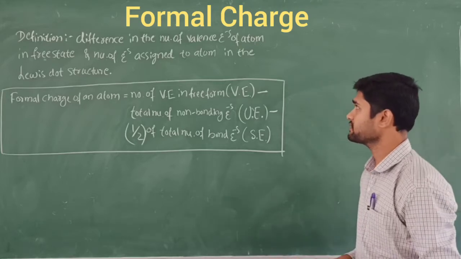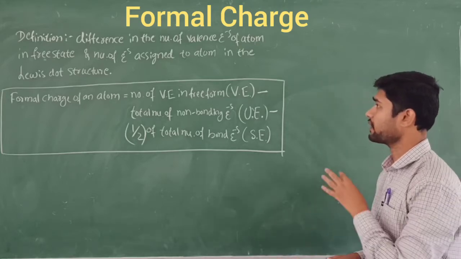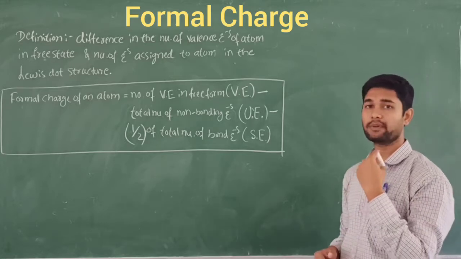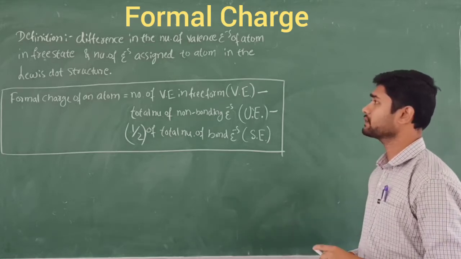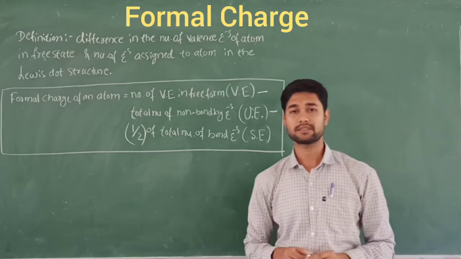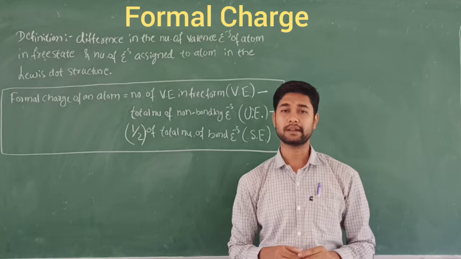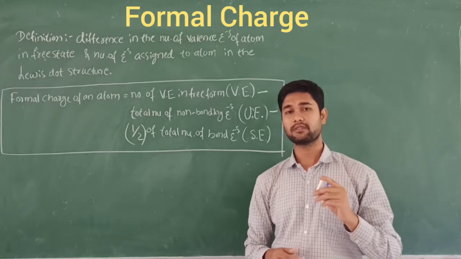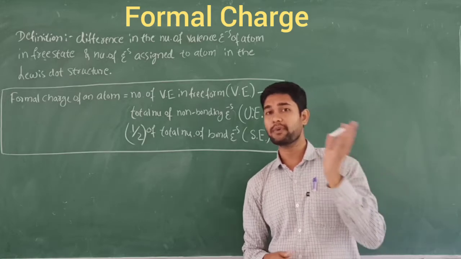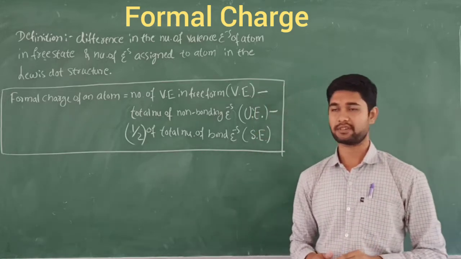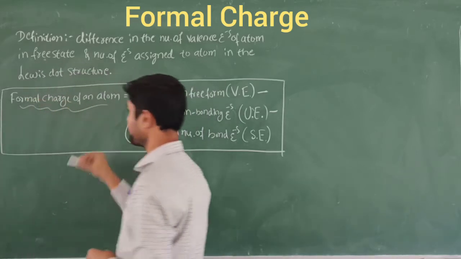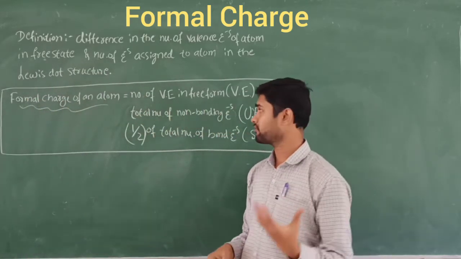That is the difference between the number of valence electrons of an atom in a free state and the number of electrons assigned to the atom in the Lewis dot structure. So here it is once again a matter of the total number of valence electrons, and which of the electrons are assigned or not assigned for bond formation. So this is a formula, and it is very important in order to find the formal charge of any atom.